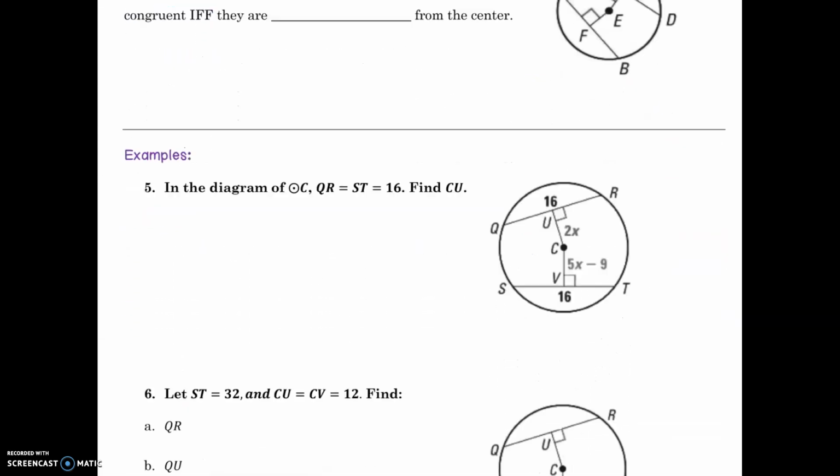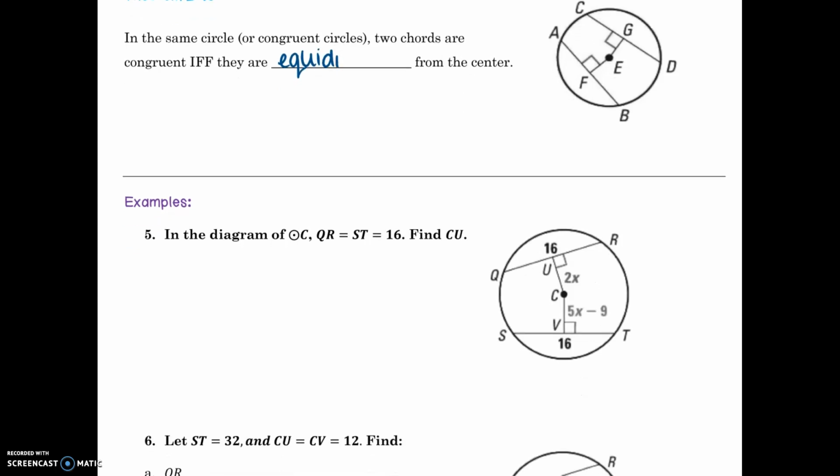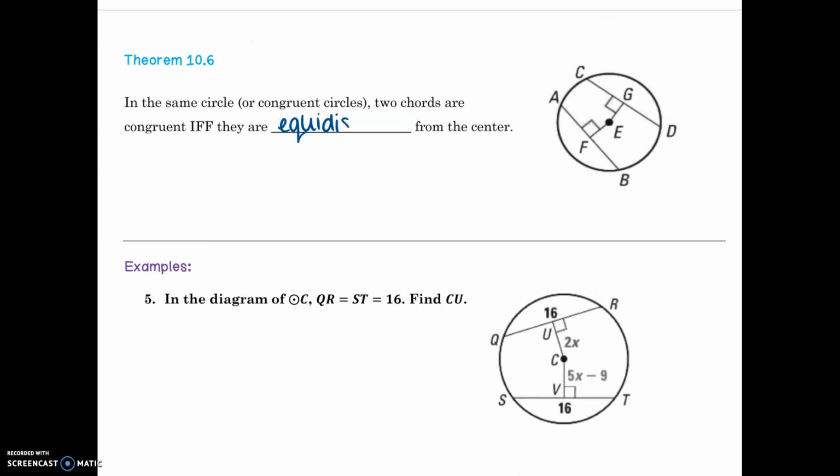All right, our last theorem, we have theorem 10.6. In the same circle or in congruent circles, two chords are congruent if and only if they are equidistant from the center. So equidistant means equal distance. So if segment FE is congruent to segment EG, that means that chord AB and chord CD are the same distance away from the center of the circle. We can say that chord CD is congruent to chord AB.